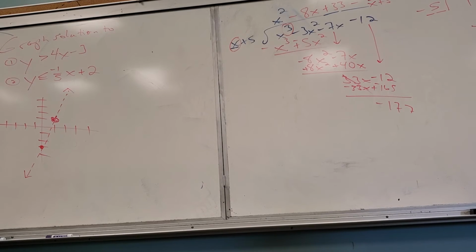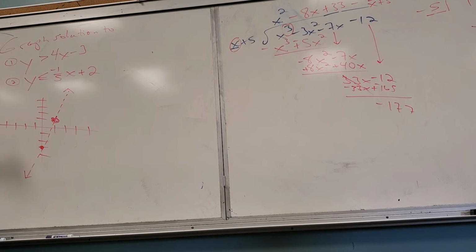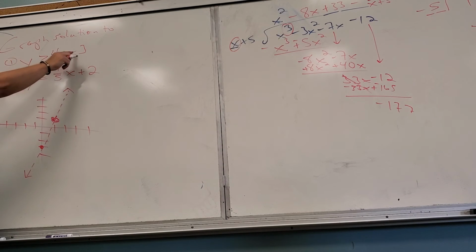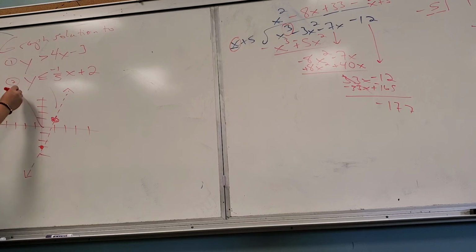And this is where you could see if 0, 0 works, and if it does, shade that way, because that would be where all the answers are. And if it doesn't, shade the other way. So if you put in 0, 0, is 0 bigger than 0 minus 3? Is 0 bigger than -3? Yes. So greater than, up.